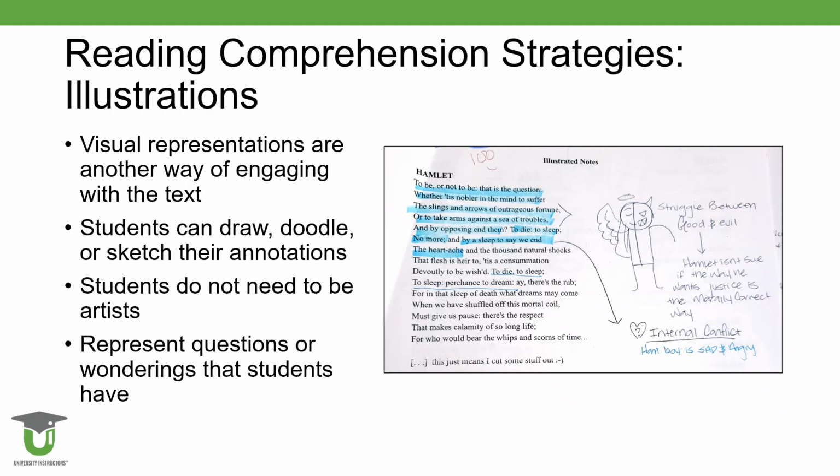Students can also annotate by drawing, sketching, or creating visual representations of their thoughts, questions, and wonderings. Contrary to what students may think, they do not need to be good at art to engage with the text in this way. Any illustrations that represent their own thinking are helpful in building their comprehension and identifying gaps.